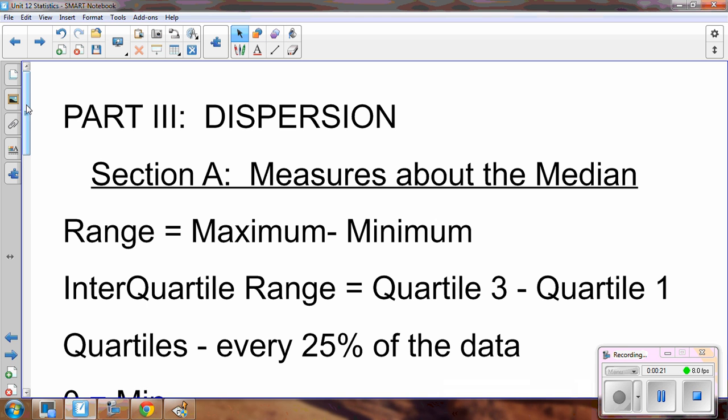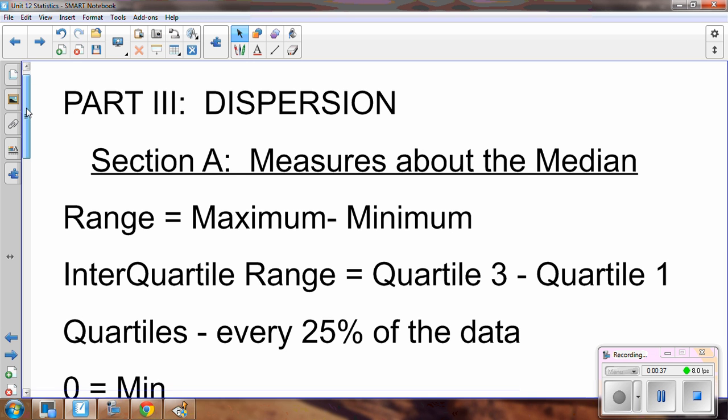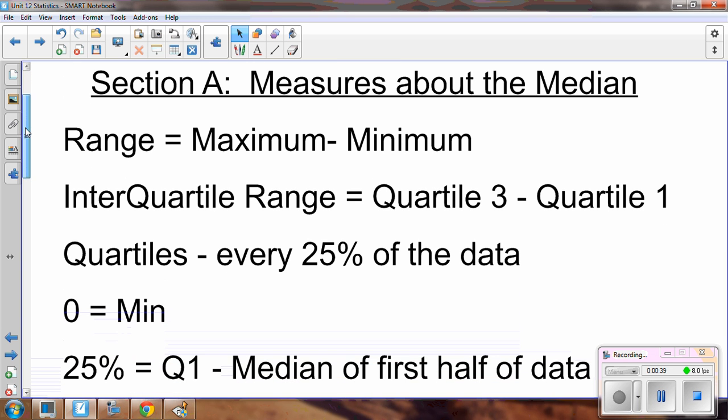Dispersion is how spread out your information is from your center. So, you can think of it as dispersing away from the center. And the first ones we're going to talk about are measures that are away from the median. So when you're talking about median, we talk about these kinds of measures.